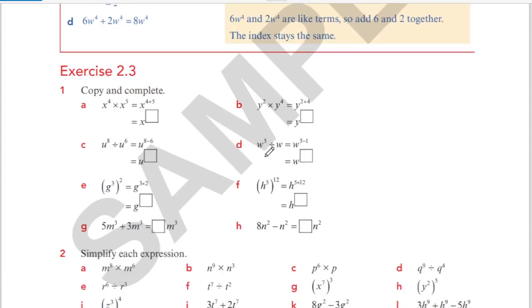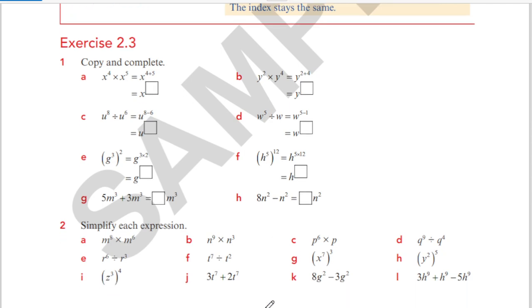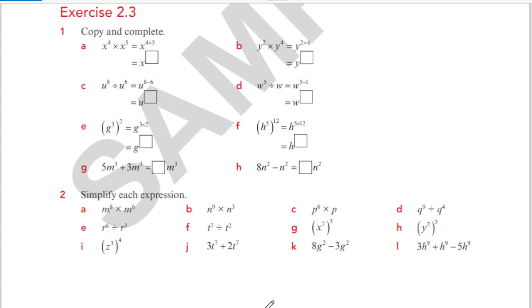In exercise 2.3, question number 1, they are saying copy and complete. You have to complete these expressions. When x power 4 is multiplied by x power 5, as we know, whenever we multiply the same variables with powers, the powers will be added. So 4 plus 5 will be 9. So the answer of part A is x power 9. In part B, 2 plus 4 will be 6. Part C, as it is a division sign, here we will subtract: 8 minus 6 will be 2.